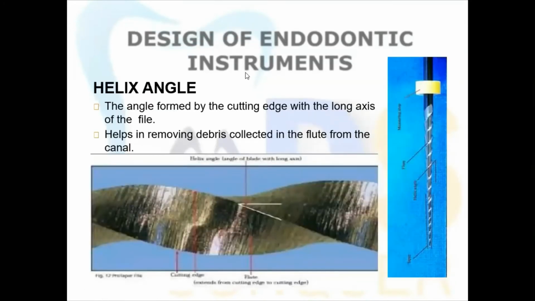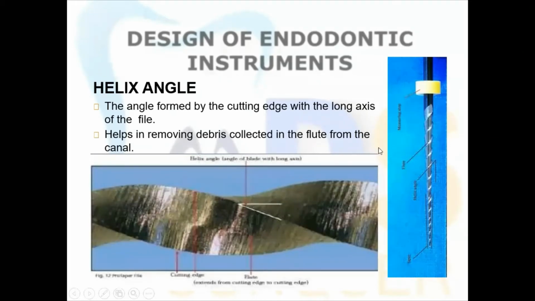And the next component of the file is the helix angle. So what is the helix angle? The helix angle is the angle formed by the cutting edge, or blade, with the long axis of the instrument. This is the long axis of the instrument. So the angle formed by the cutting edge with the long axis of the instrument is the helix angle. What is the function of the helix angle? It helps in removing debris that is collected in the flute from the canal during instrumentation.